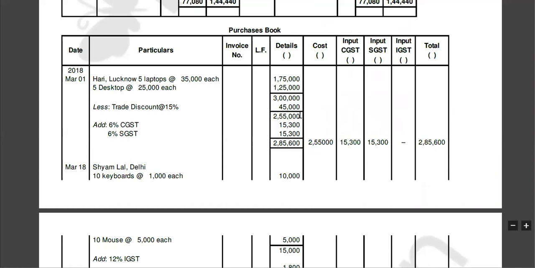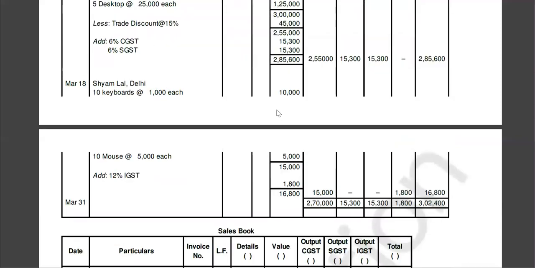Now you can go for CGST, SGST. 2,55,000 into 6%. So you will get 15,300. The same way, the second transaction also you will do: 1,000 into 10, 10,000, and 5,000 into 10, 5,000, around 15,000.